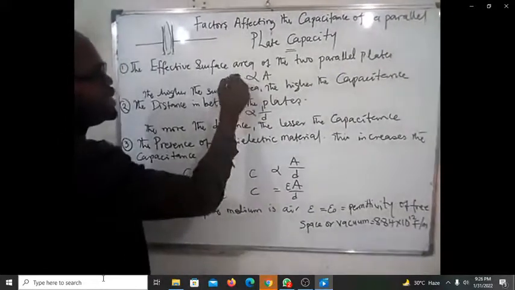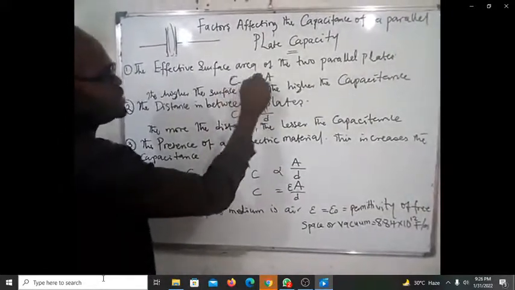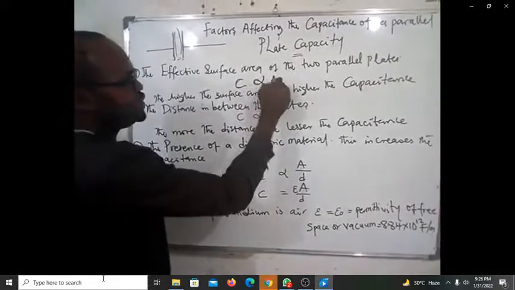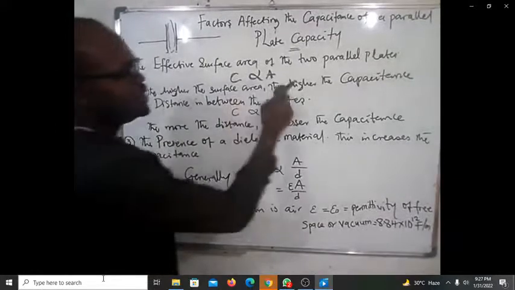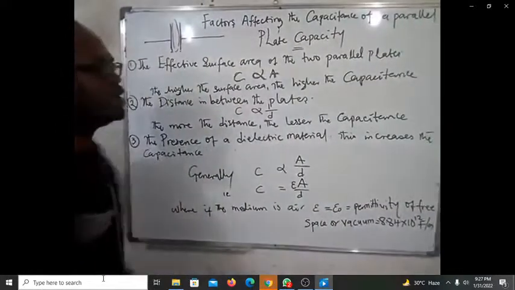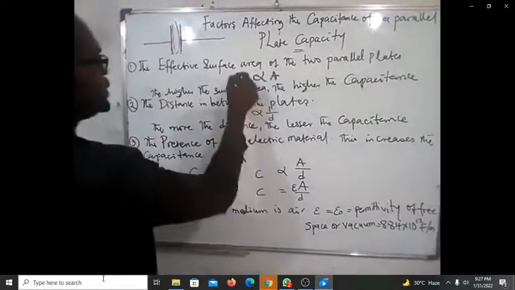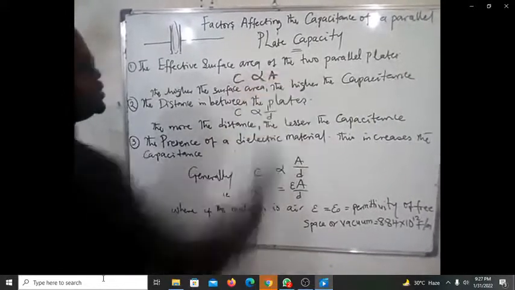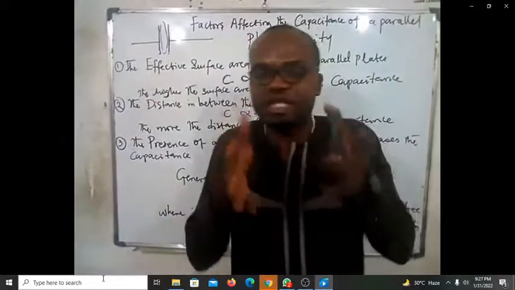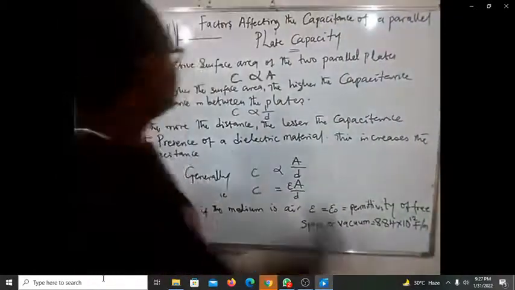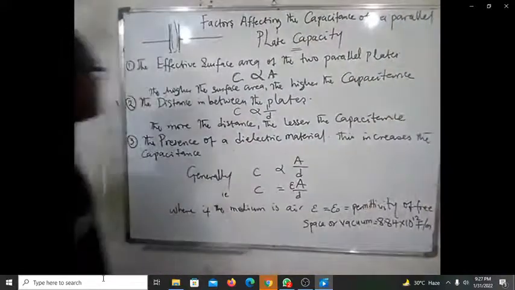That's why it has a direct proportionality. Capacitance is directly proportional to the effective surface area. Meaning that the higher the surface area, the higher the capacitance of a capacitor. So C is directly proportional to A. So when you're constructing your capacitor, make sure that the effective surface area of the plates is large enough to make the capacitance high.